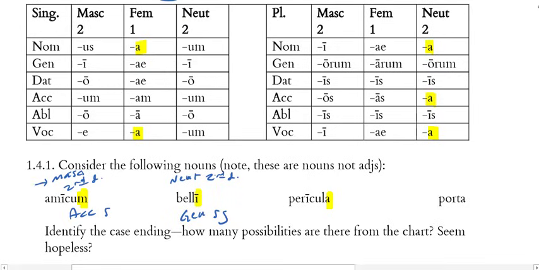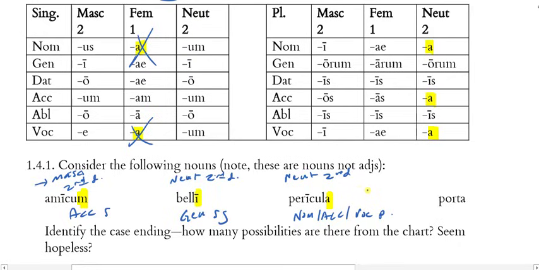Well, if I told you that this noun is a neuter second declension noun, then what would we be able to do? We'd be able to eliminate the feminine possibilities, right? And then we're left with this. And of course, we have no context, so we don't really know whether it's nominative, accusative, or vocative plural. So it could be any of those: nominative, accusative, vocative plural.